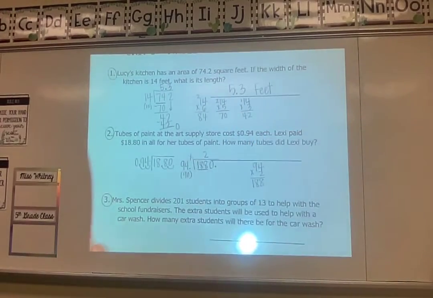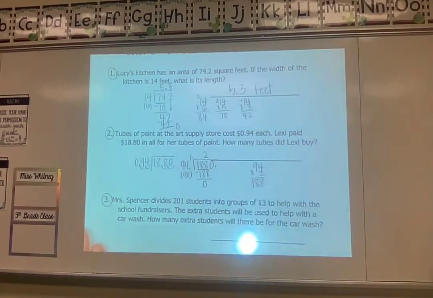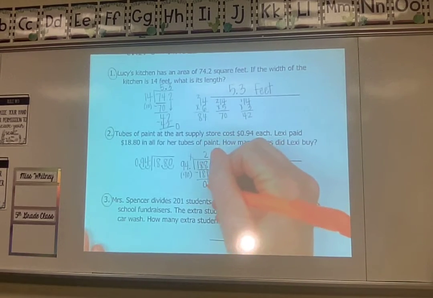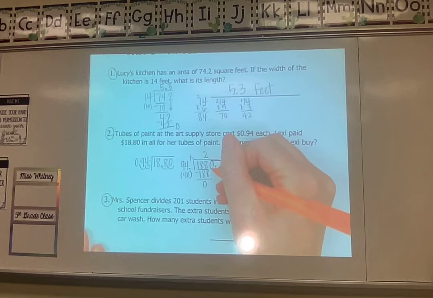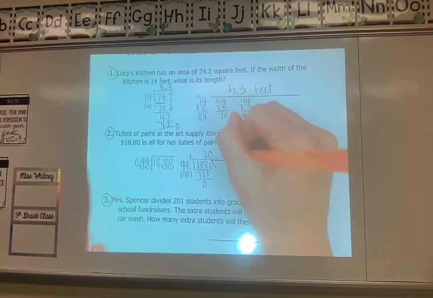Ooh, that worked out perfectly. So subtract 188, which gives me a 0. Now, when I subtracted, I got a 0. I can just look. I have 1 more 0 that I could bring down, so I can just add it to my answer. I never passed my decimal point, so my answer would just be 20.